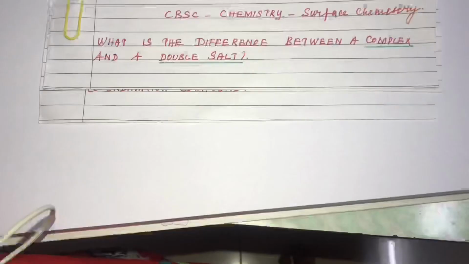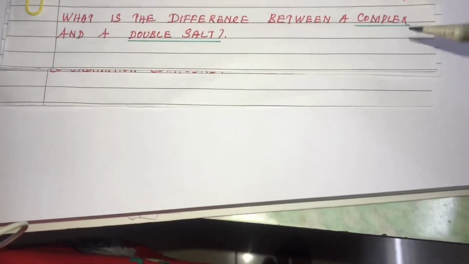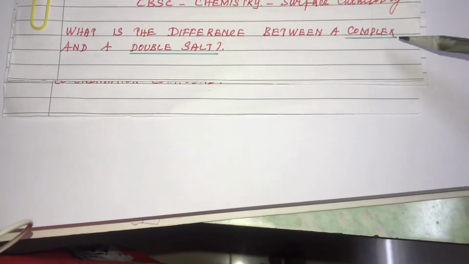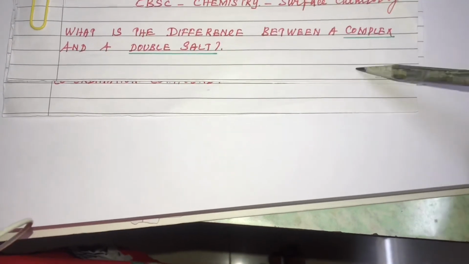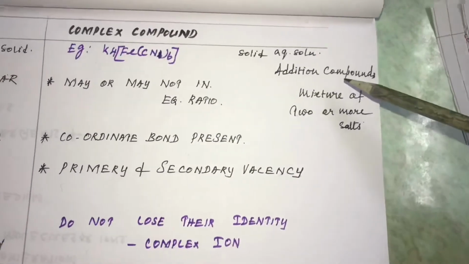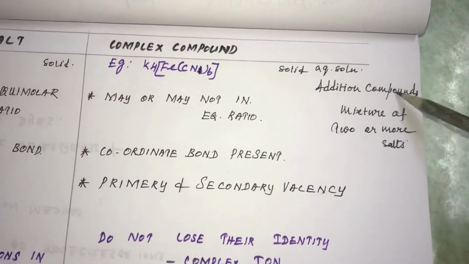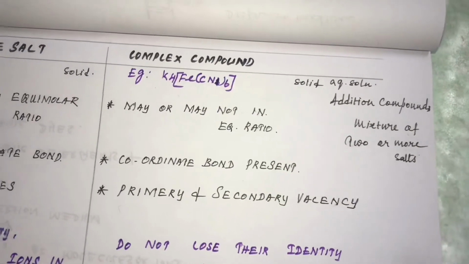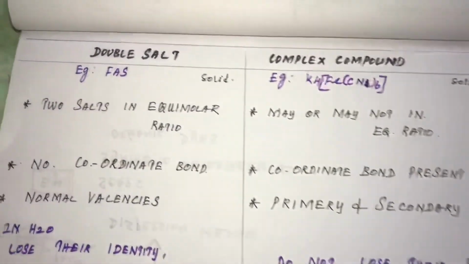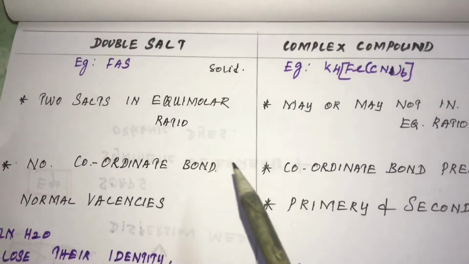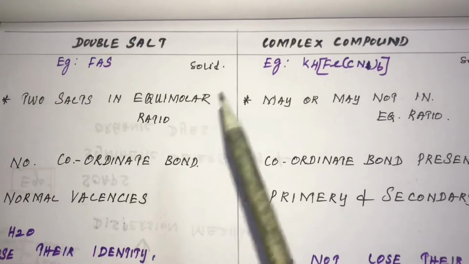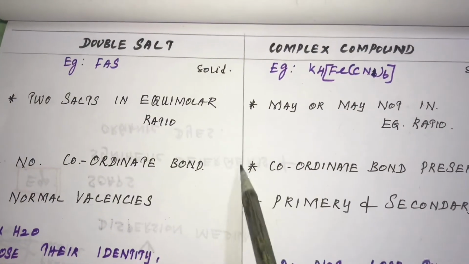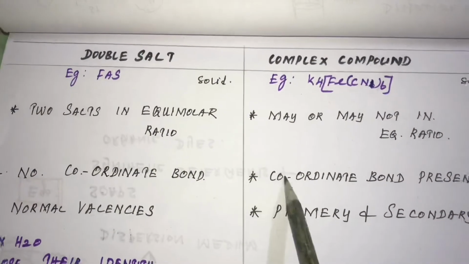Next question is, what is the difference between a complex compound and a double salt? Double salt and coordination compound come under addition compounds. A mixture of 2 or more salts is called an addition compound. So double salt and complex compound both are examples of addition compounds. Even though both are formed by mixing 2 salts, they differ in certain properties that we are going to see.